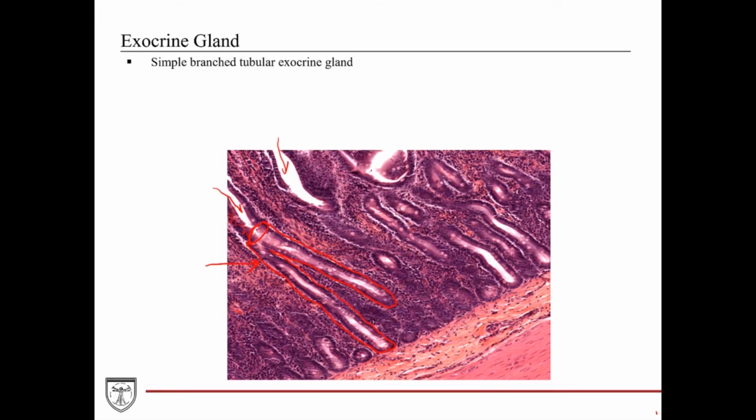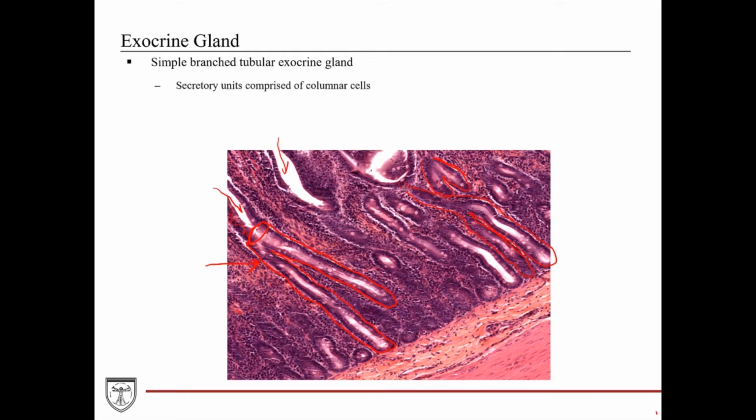And over here, it looks like we've cut a sliver of the simple branched tubular exocrine gland. It also looks like this is one leg of the simple branched tubular exocrine gland, and here's another leg. They will probably drain into a common outlet up there. We just didn't quite catch that in this plane of section.